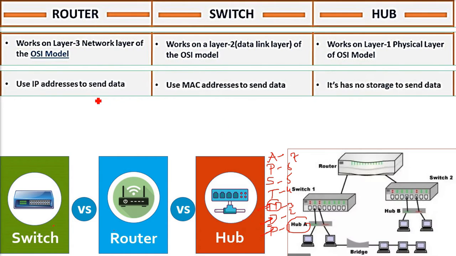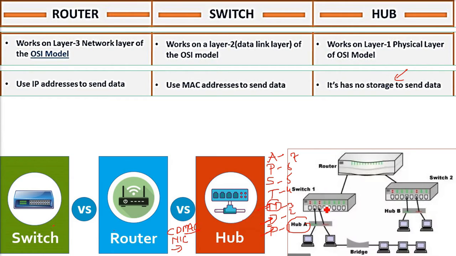Now the router is quite intelligent, but let us start with the hub. Because it is a low level device, it has no storage to send data. Whatever comes, its work is just sending it. Switch, as I said, is of the data link layer. So here the MAC addresses become important. Every computing device will have a NIC, that is a network interface card, and the MAC address, that is the card number, that is a 48-bit address, and that is very specific to a device.